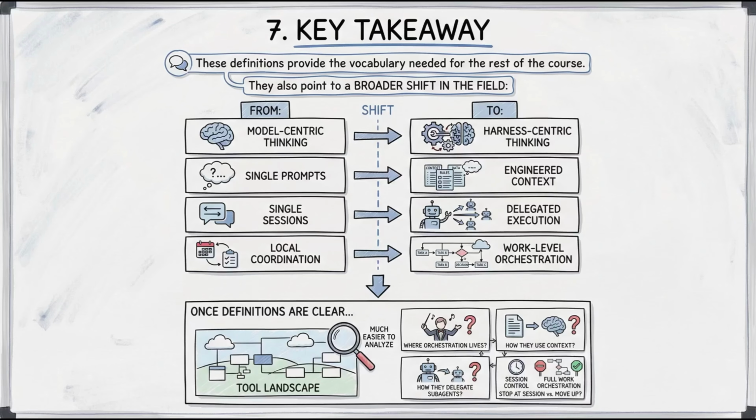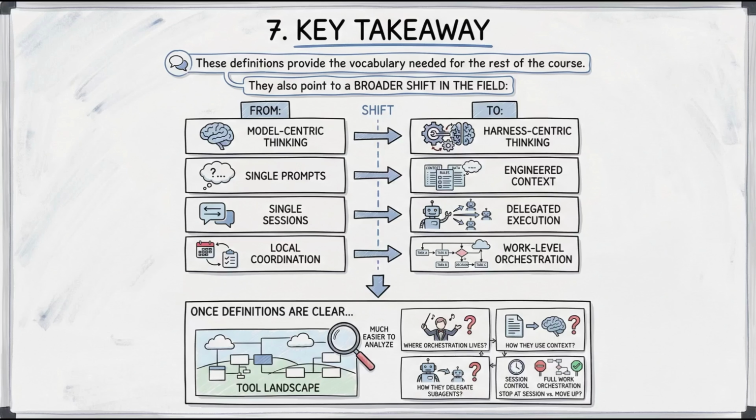We are moving past single, isolated prompts and advancing toward deeply engineered context. Instead of sitting through single back-and-forth chat sessions, we are shifting toward delegated execution, where we hand off complex tasks for the system to handle autonomously. And finally, we are evolving from simple local coordination to comprehensive work-level orchestration.